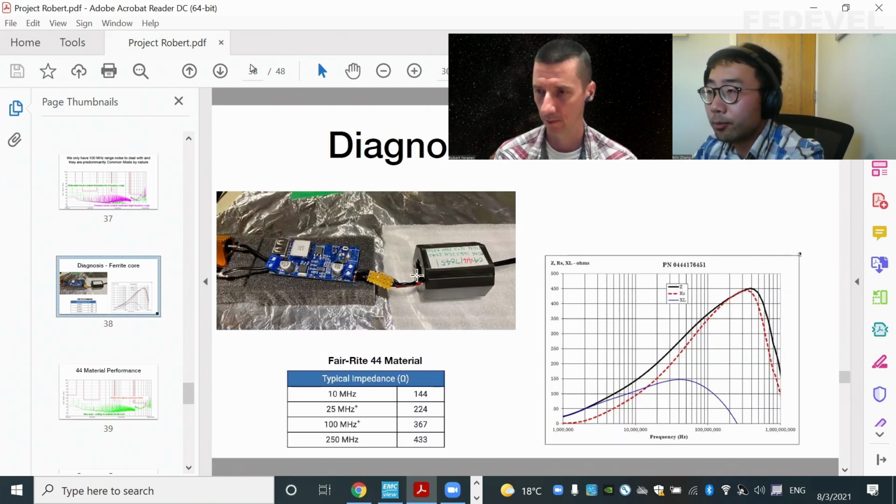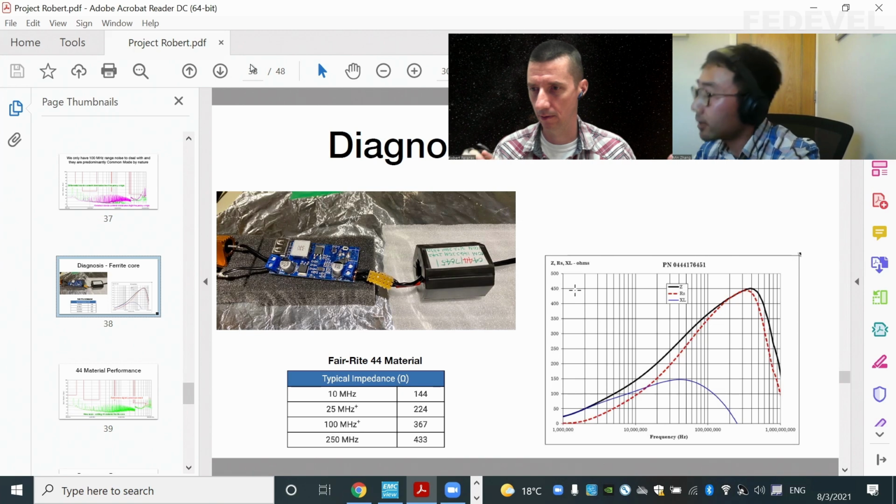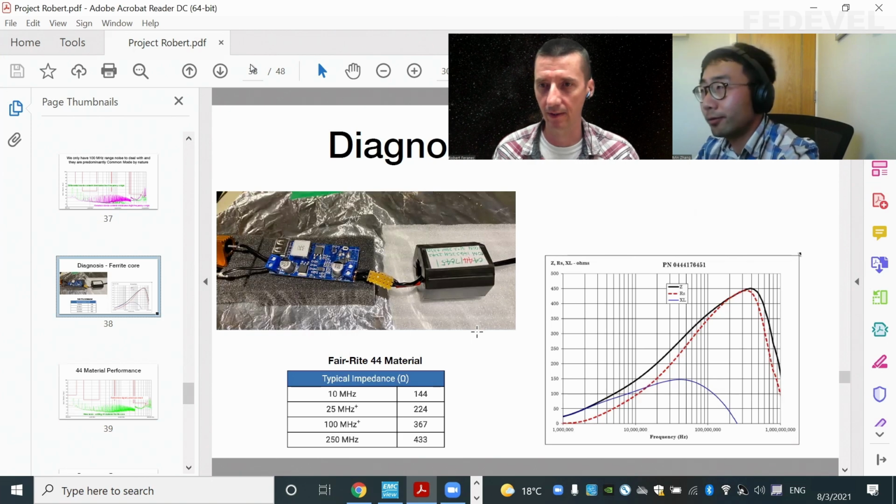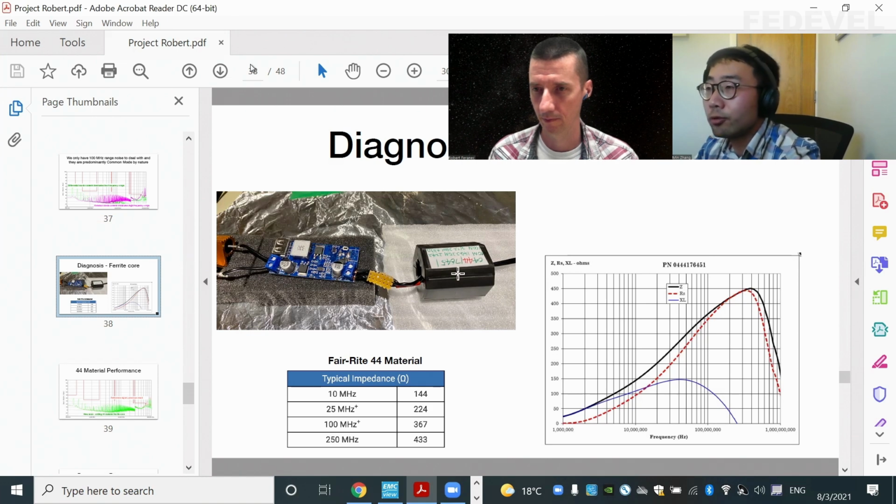That's right. So I put it close to the board. Close to the board, yes. And you just clamp it, and that's it. The wire just goes through the hole inside of the ferrite. Yes, because this one acts on the common mode, so it doesn't affect your differential signal. It only works against the common mode noise.